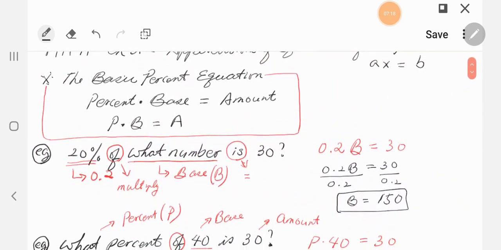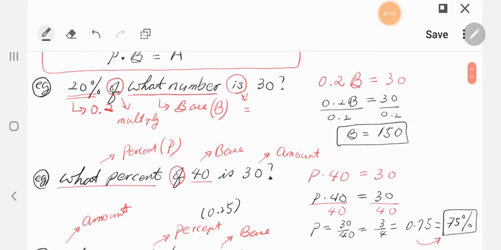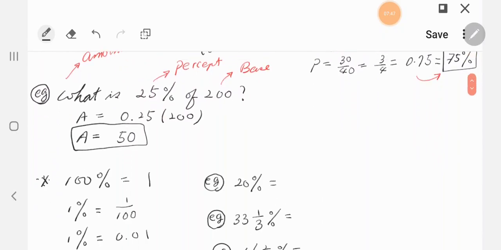So the basic percent equation is really simple. There are three variables: percent, base, and amount. Percent times the base is equal to the amount. PBA, three variables. If the values for two variables are given, then we can find the value of the other variable. The format is PB is equal to A. So finding the base is important.